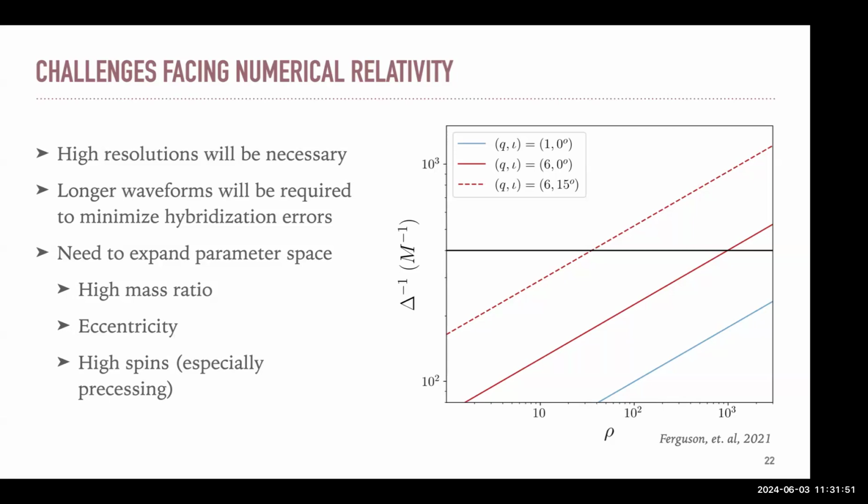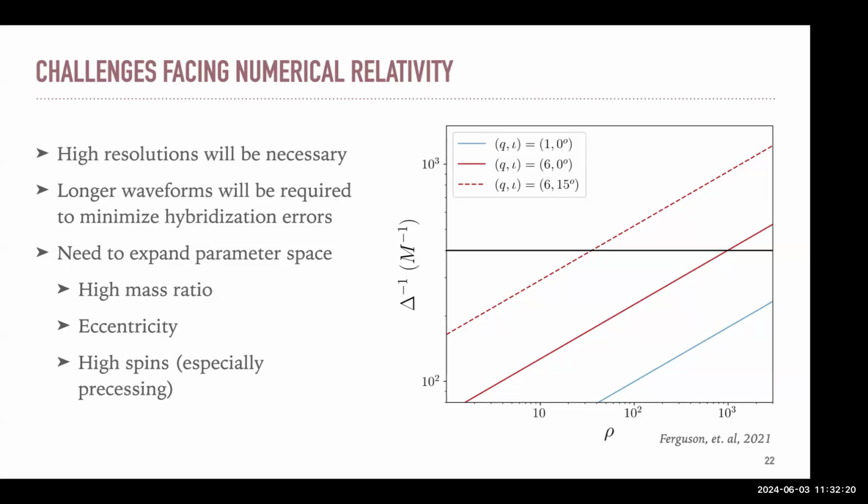Similarly, longer waveforms. We can hybridize with post-Newtonian, but that introduces some errors, and post-Newtonian is not going to be accurate all the way till merger. And so finding that balance of making numerical relativity waveforms longer to find the right place to hybridize, well, we need longer waveforms. And then, as you saw in that previous plot, there's still parts of the parameter space we need to cover more. We need higher mass ratios. We need more coverage of eccentricity.